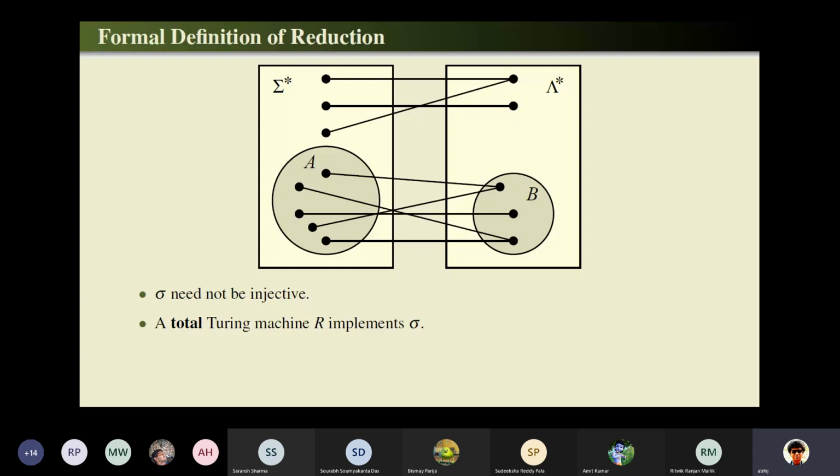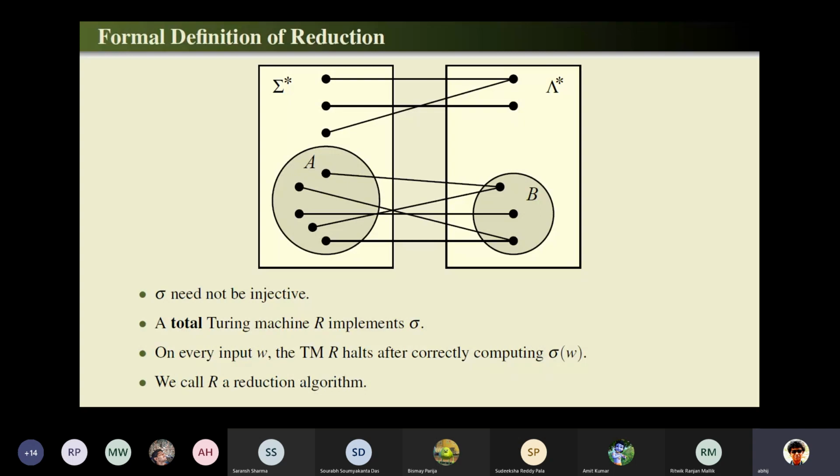Otherwise, the question that was raised, if there is no reduction algorithm, then also that proof fails, right? The proof that MP is undecidable fails for two reasons: no reduction algorithm exists, or no decider for HP exists. So a total Turing machine must implement, on every input W, the reduction machine R, which is not basically an accept-reject kind of machine, but it does some computation. It halts after correctly computing this. And we call this R a reduction algorithm.